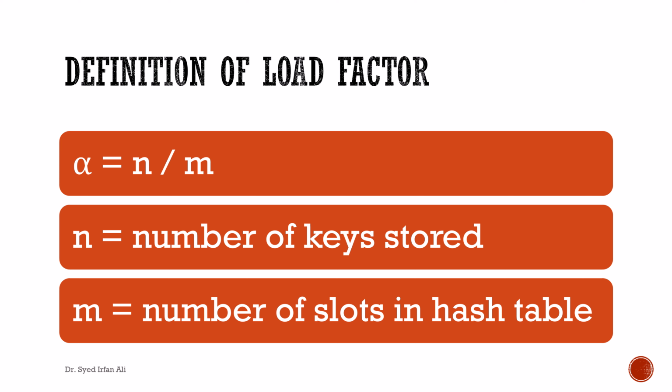It is defined as alpha equals n divided by m. Here, n is the number of keys stored in the hash table, and m is the total number of slots in the hash table. This formula helps us measure how much the table is filled.